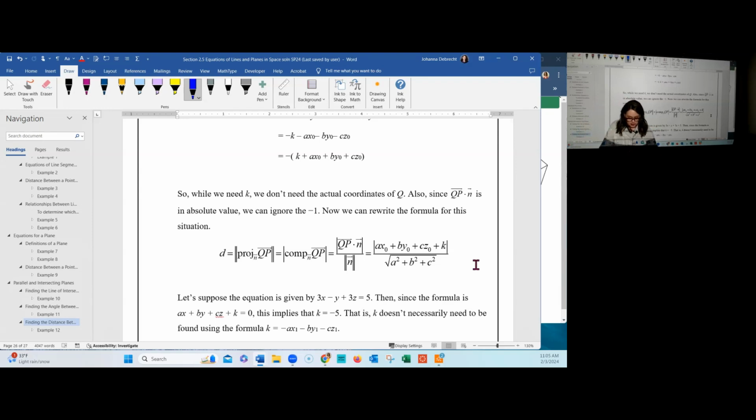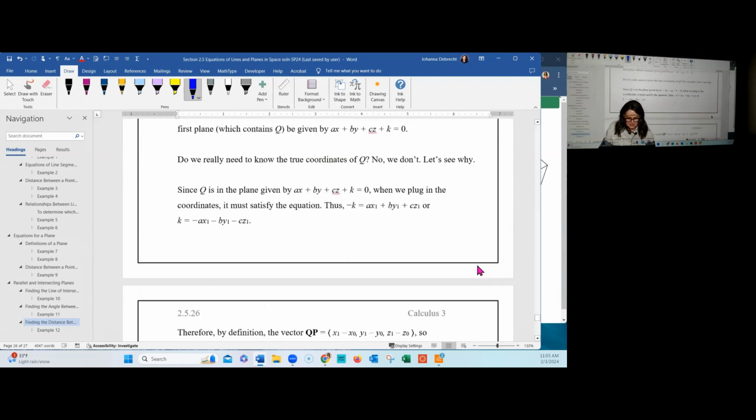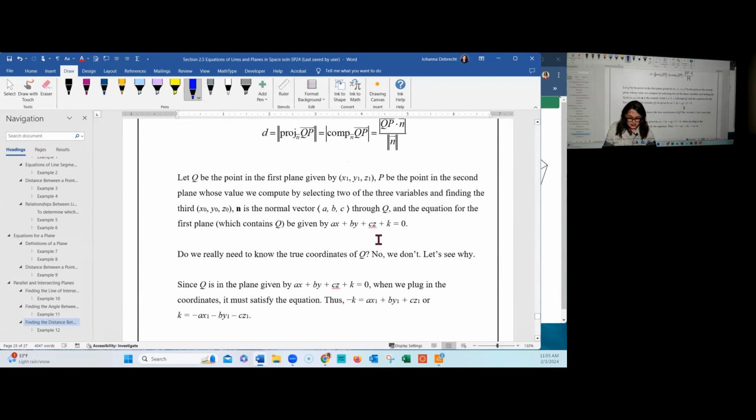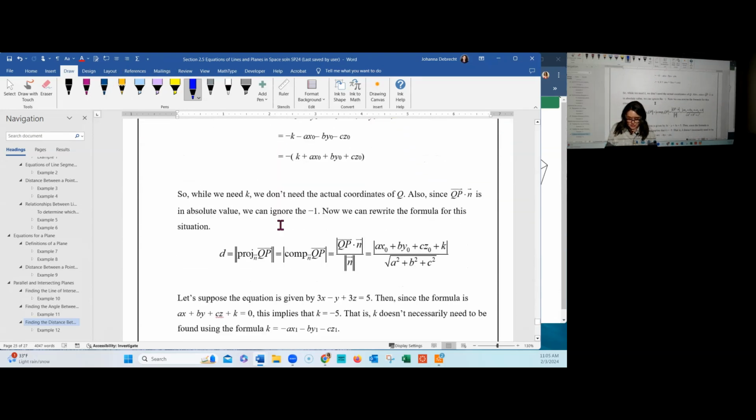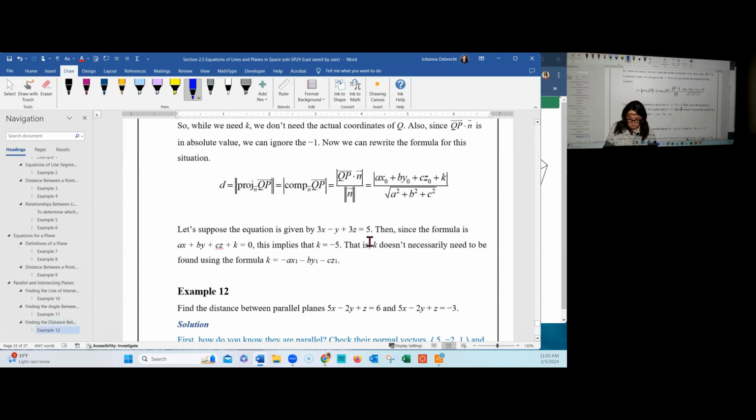Now let's go back up and remind ourselves, what was k again? All right, so here's the equation right here that we're looking at. And k is simply the constant that's added to the variable terms on the left side of the equation. So I don't need the coordinates of Q, I just need to know what that constant is, which should be pretty easy to pick off if I have it in general form. So for example, let's take a look at this equation right here.